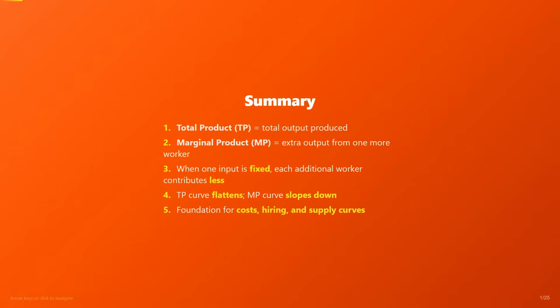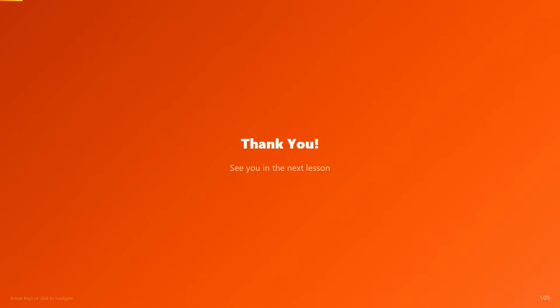We saw this in the numbers from the orange orchard and printing machine examples, and we saw how it looks on graphs: a total product curve that flattens, and a marginal product curve that declines. This law is the foundation for understanding production costs, hiring decisions, and the construction of the supply curve, which we will study next.